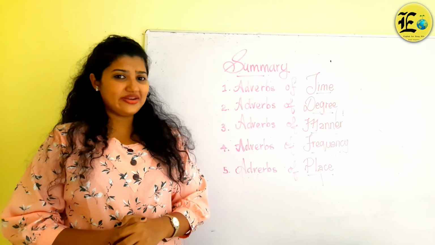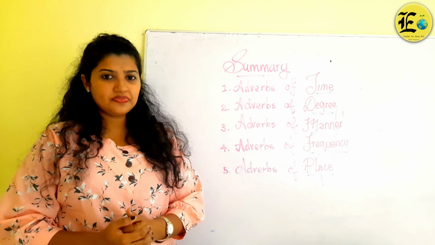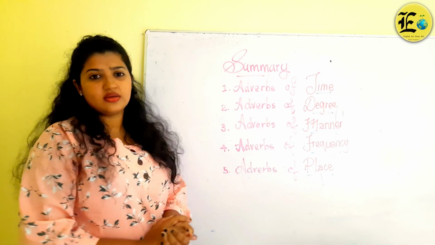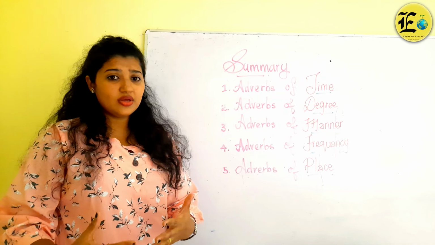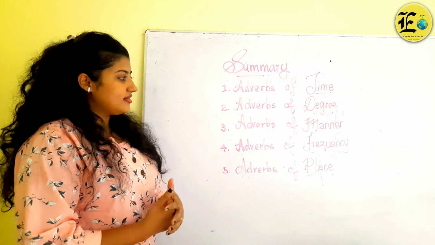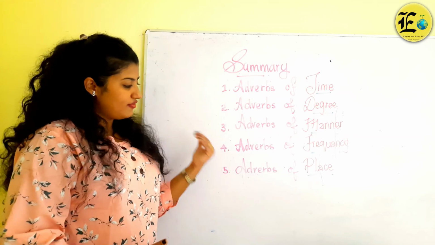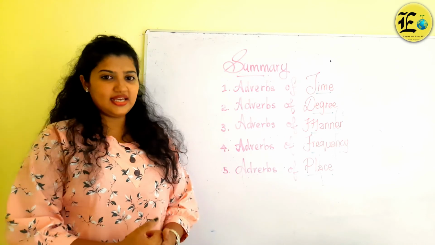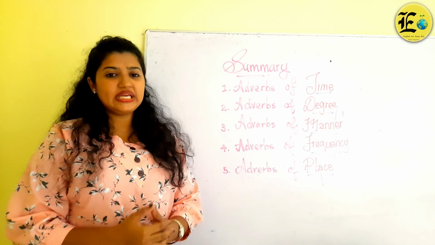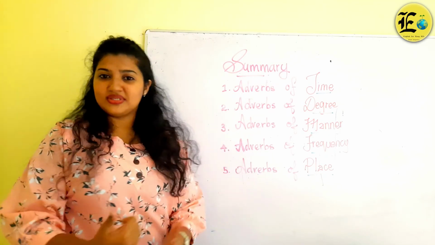Now, we've already reached the end of our lesson today. So let us have a review of what we've learned today. First, we discussed the adverbs of time. Under that, we discussed what the words are that could be used to describe the time. Second, we discussed the adverbs of degree. Third, the adverbs of manner. Fourth, adverbs of frequency. And finally, we had a detailed discussion about adverbs of place. I hope you have already gained a vast knowledge regarding adverbs of time, degree, manner, frequency, and place.